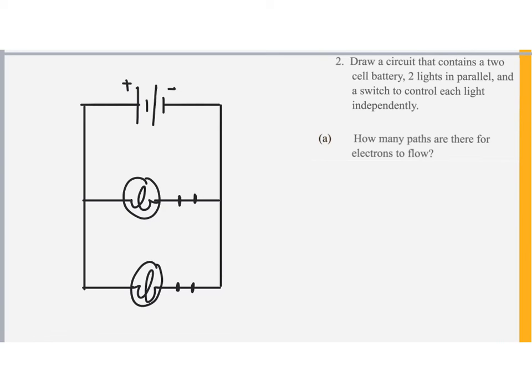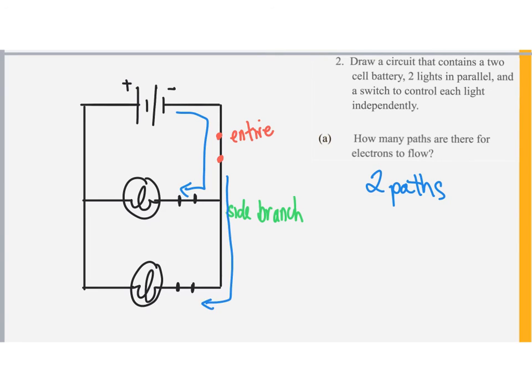All right, so if we had put our switch here on the main branch, then this would shut down the entire circuit, whereas when we put our switches on a side branch, then they will control the lights independently. How many paths are there for these electrons to flow? Here we have 2 paths, right? Electrons can either choose to go through this first branch, or they can come out of the battery and continue down and go to the second branch.